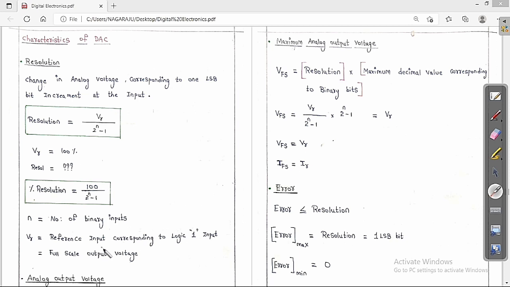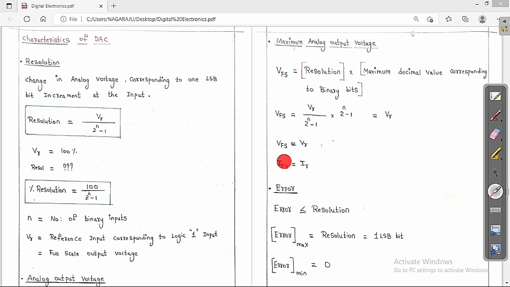So the full scale voltage, the maximum analog output voltage, is equal to VR. VR is called the reference input corresponding to logic 1 input. So for logic 1, the reference voltage itself is the maximum analog output voltage. Similarly, the full scale current is also equal to IR. IR is the reference input current corresponding to logic 1 input. This is an important point that you always have to keep in mind.